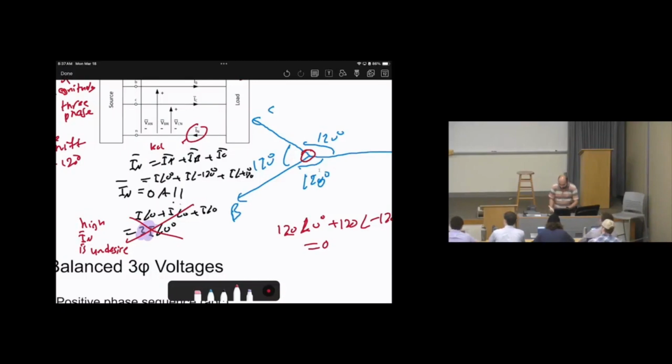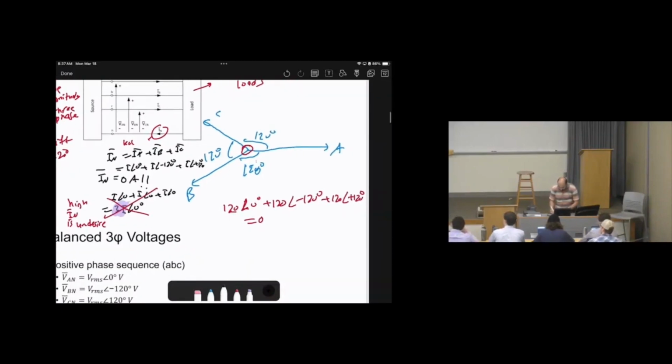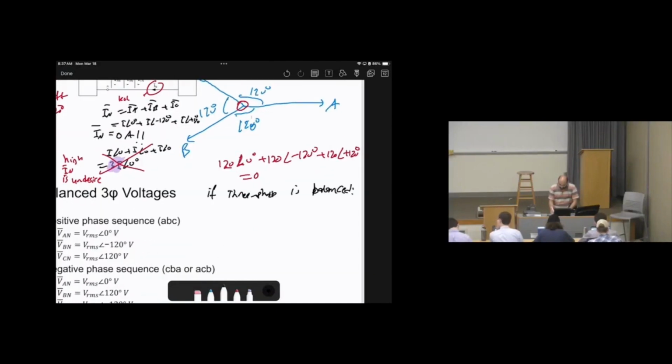So I would say if the system is balanced, if the 3-phase is balanced, what will happen? I neutral will be 0. Okay?